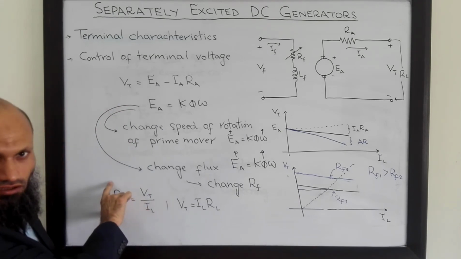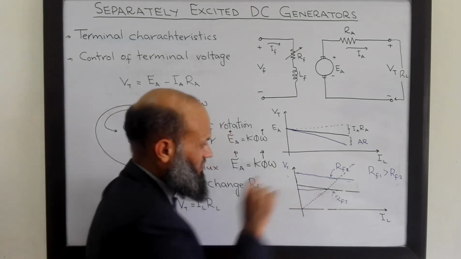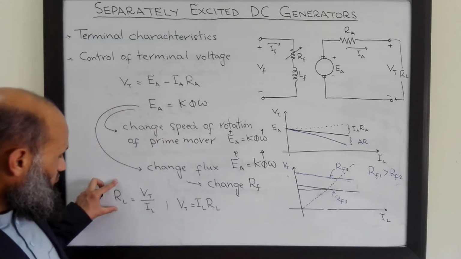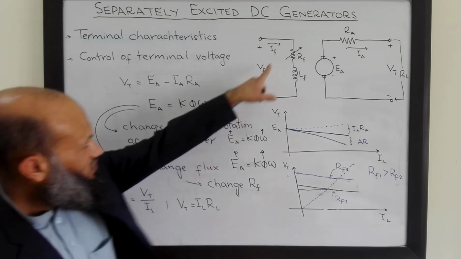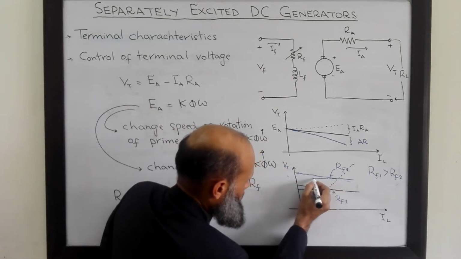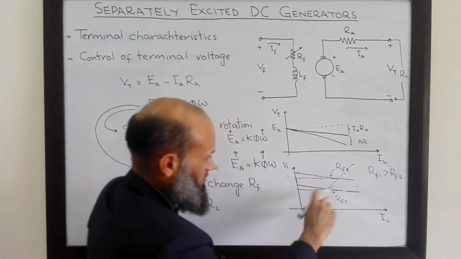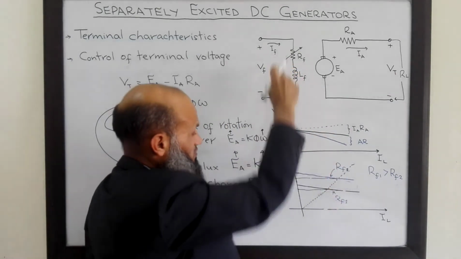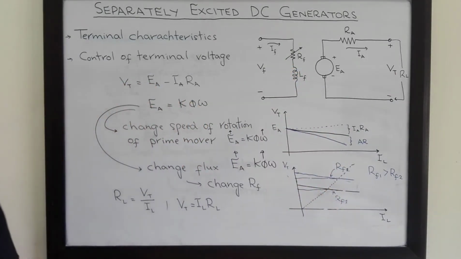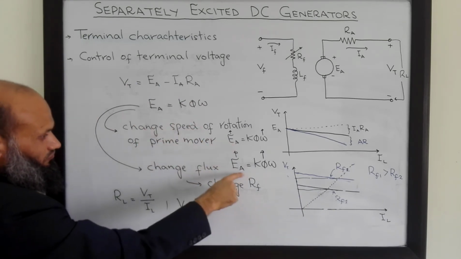This will be the terminal voltage when we have connected load resistance RL and field resistance is RF1, and the terminal voltage for the same load resistance when field resistance is RF2 will be equal to this terminal voltage. For the same resistance but different field resistor, this will be the terminal voltage. So we can get a control on the terminal voltage by changing the field resistance.